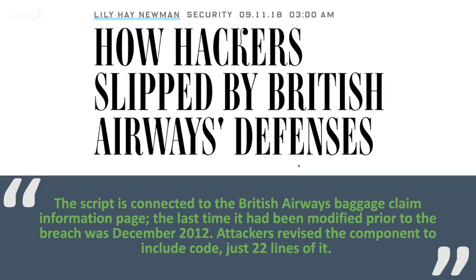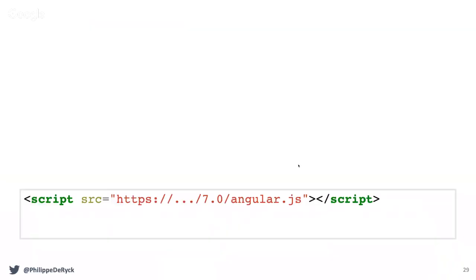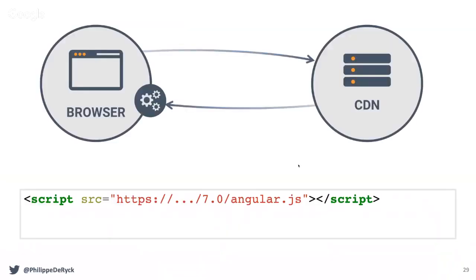And this would have been preventable, because the code that British Airways was using was kind of static code. It hadn't been changed since 2012, and then somebody changed it in 2018, added the 22 lines of code and caused a major problem. So what could British Airways have done here? They could have applied something called sub-resource integrity.